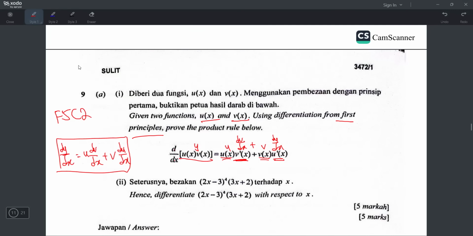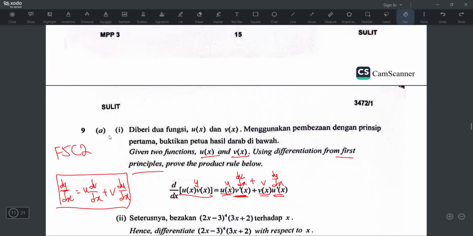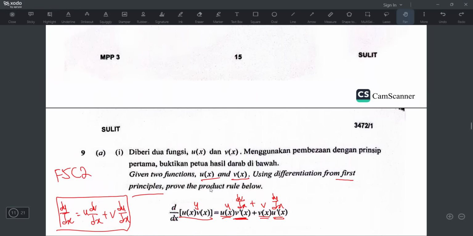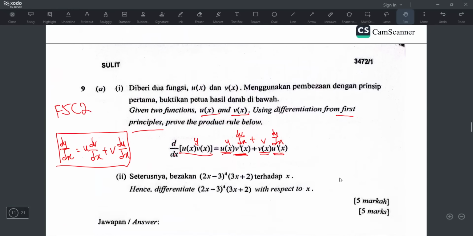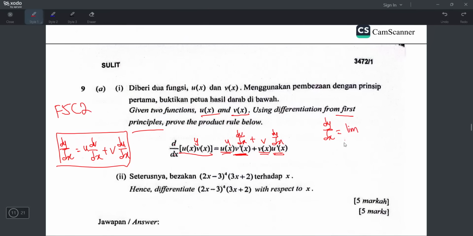Now I will teach you how to prove the product rule, because they're asking you to prove, and they said using the first principle. Before I start, there are a few things you need to know. When we are doing first principle, there is a formula that you always use: dy/dx equals the limit as delta x goes to 0 of delta y over delta x. Whenever we do first principle, we will always use this formula.